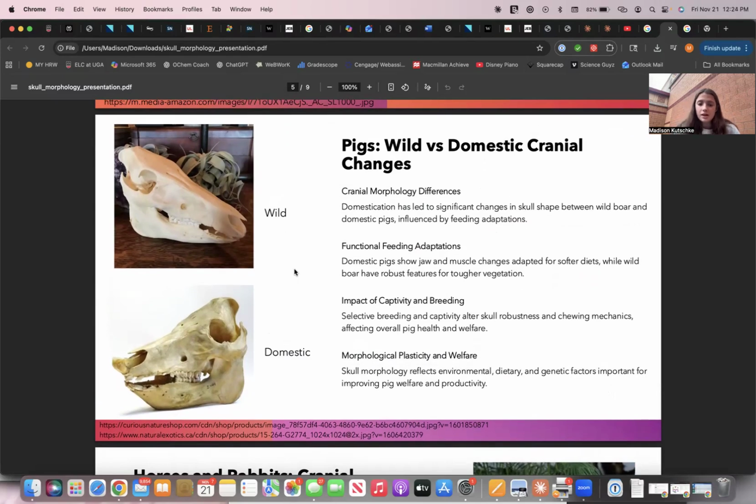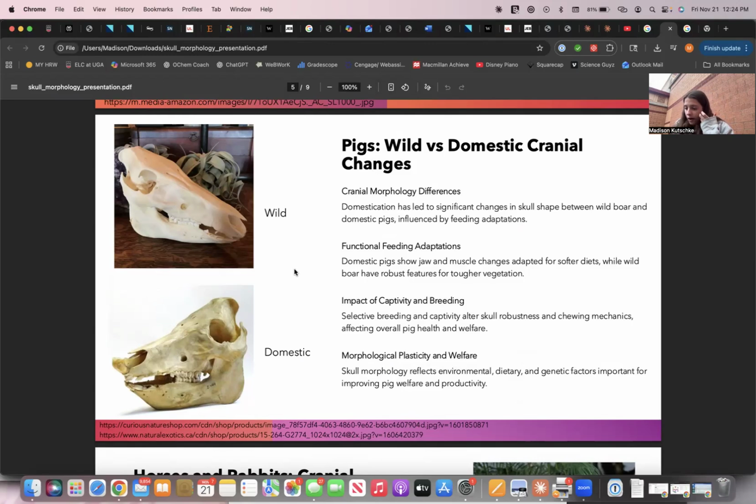So similar to dogs, selective breeding and captivity have altered these skulls quite a bit. It's altered their chewing mechanics. Similar in horses, how they have that grinding of their teeth compared to up and down chewing. That can influence their health as well, and then their welfare, because then we obviously have to adapt with our domestic pigs to make sure that they can eat properly and that they're getting the right nutrients that they need and so forth.